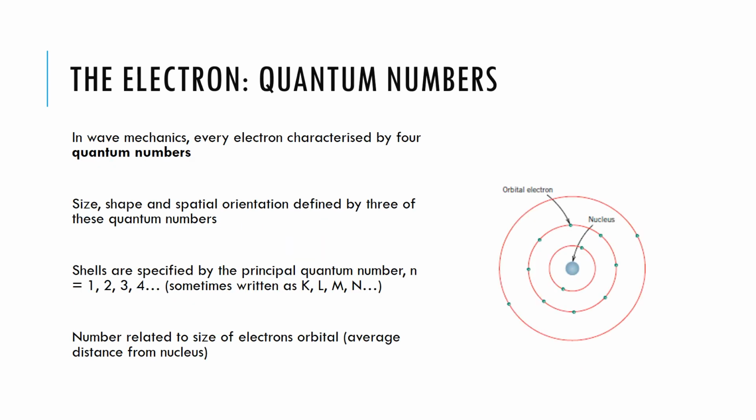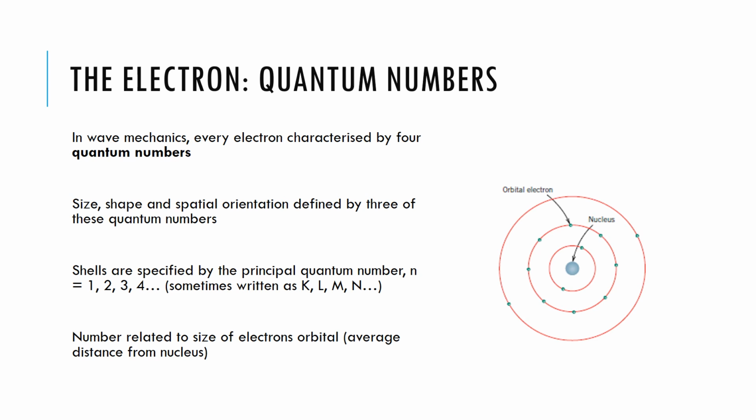Okay, so moving on and considering the wave particle model then. When we speak about this kind of wave mechanics, every single electron can be characterized by 4 quantum numbers. And we can think of these quantum numbers as a bit like an address. Each quantum number gives us a little bit more information and helps us identify where an electron might reside.